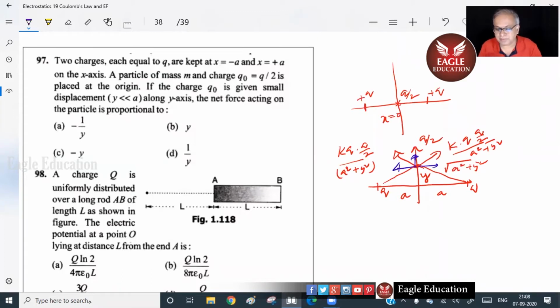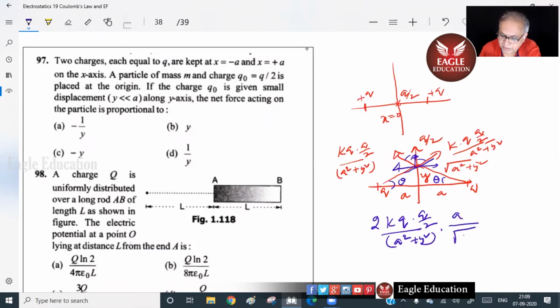So you want me to do the whole thing? Have you understood what to do? So if I say this angle is theta, if this angle is theta, this also will be theta. So these two angles are going to be thetas. So you get 2k q into q by 2 a square plus y square cos theta. Cos theta will be what? A by root of A square plus Y square. This is the force.